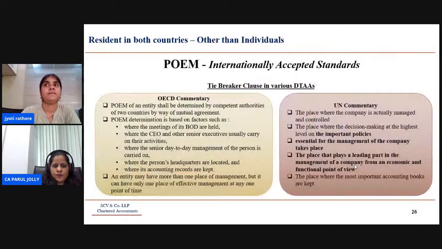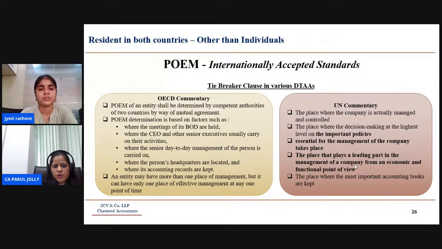For non-individuals, we have this concept of place of effective management. Now we have this concept in our domestic law also, but it's an internationally accepted concept. In case of a dual residency situation of a person who is not an individual, the OECD commentary says that in such cases, the residency shall be determined by the competent authorities of the two countries by way of mutual agreement. The UN commentary says that if a non-individual becomes resident of both jurisdictions, then we'll see where the place of effective management lies, and wherever the place of effective management lies, that person will be considered resident of that particular jurisdiction.